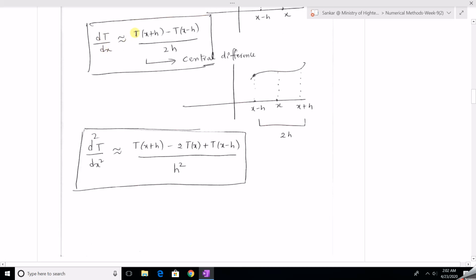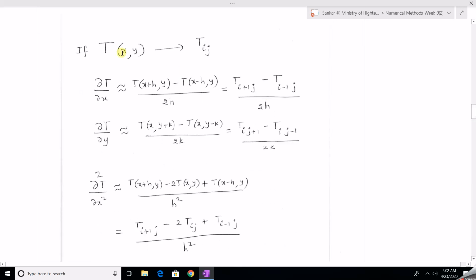dT over dx is T of x plus h minus T of x minus h over 2h. That means the function value at the next point, x plus h, minus the function value at the previous point, x minus h, divided by 2h, because T depends on x only here. But when T depends on two variables, x and y, this derivative will be a partial derivative, ∂T over ∂x. So ∂T over ∂x is approximated by T of x plus h, y minus T of x minus h, y over 2h.